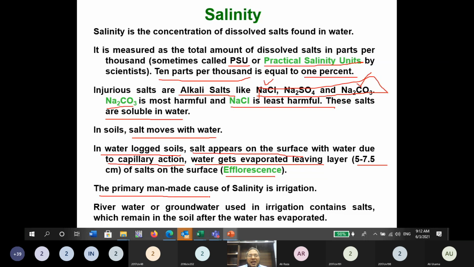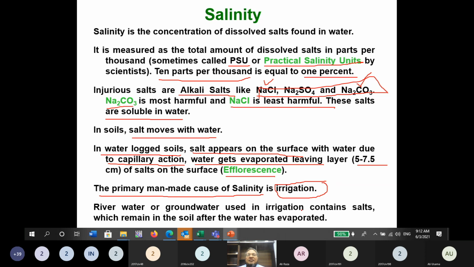What is the primary man-made cause of salinity? The answer is over irrigation. If you apply too much water, and irrigation without drainage, it will result in waterlogging and then salinity. River water or groundwater used in irrigation may also contain salts, which remain in the soil after the water has evaporated. So that is due to over irrigation.